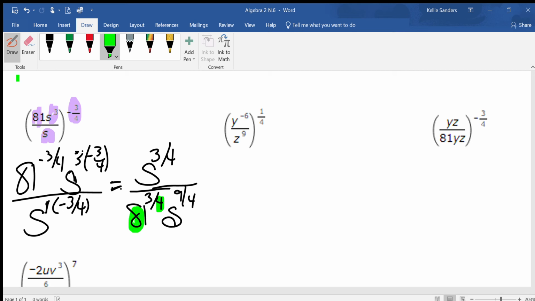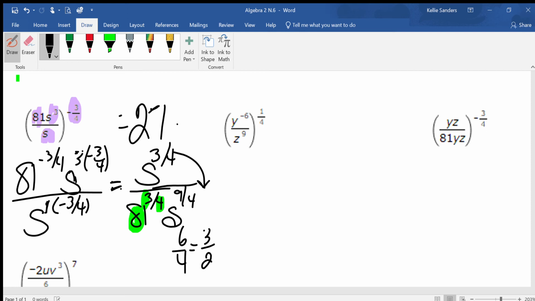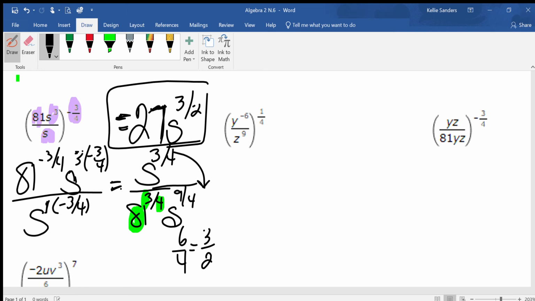The 4 and the 81: what 4 of a kind multiplied together gets 81? That's 3, and 3 times 3 times 3 is 27. So that's 27. And then we move this 3/4 down because 3/4 is smaller than 9/4. 9 minus 3 is 6. 6 over 4 is 3 over 2. So negative 27 equals 27 to the 3 over 2.